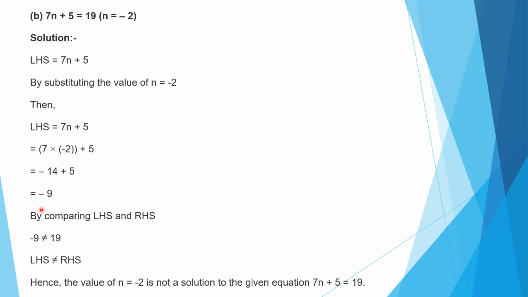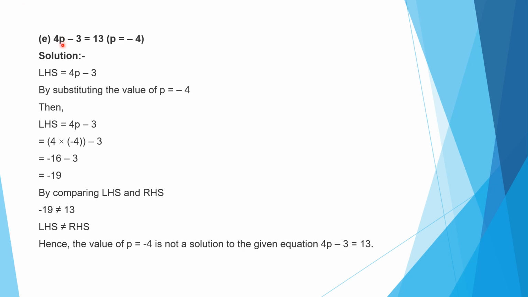Now let us compare LHS and RHS. LHS is minus 9. RHS is 19. That's why LHS is not equal to RHS. Hence, the value of n is equal to minus 2 is not a solution to the given equation 7n plus 5 is equal to 19. Next is the same as the previous. 4p minus 3 is equal to 13 is the equation, and they have given p is equal to minus 4.